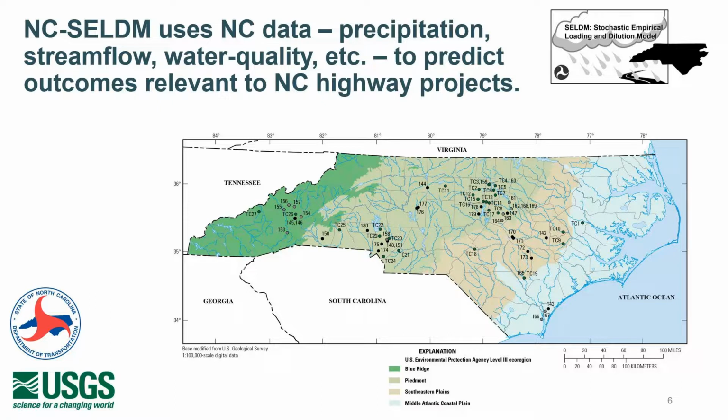And then we also put in North Carolina specific data to generate those random rainfall and runoff events. So looking at precipitation data specific to North Carolina, streamflow data specific to North Carolina, water quality data specific to North Carolina. So we know that the results of the North Carolina version of SELDM are refined and catered to scenarios that we might see in North Carolina.